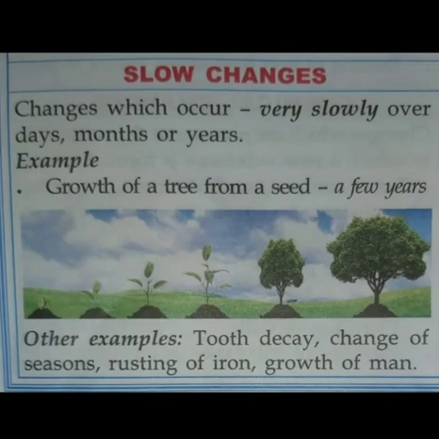Then we discuss what is slow change. Slow change means the changes which occur very slowly. That means it takes a longer period of time, more time. That is known as a slow change. For example, growth of a plant to a tree, or a baby to an adult, or rusting of iron. These are all examples of slow change. That means it takes more time to change from one state to another state.